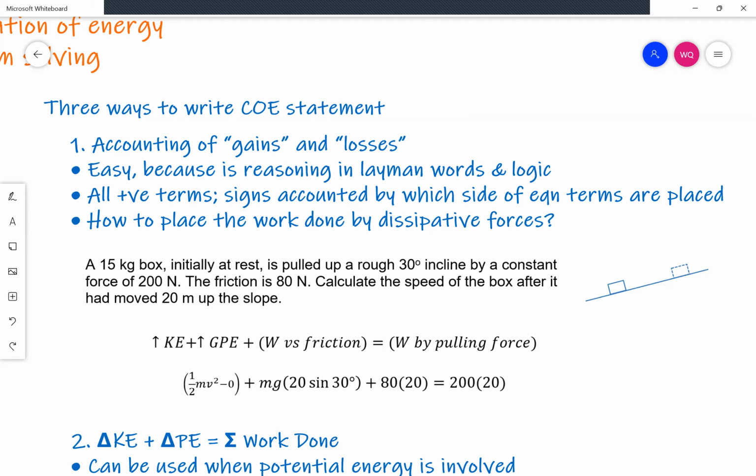Even the work, you see, it's a work done against friction, right? Friction acts down the slope, displacement is up the slope. How come this work is a positive quantity? Because I didn't call it work done by friction. I call it work done against friction. Therefore, work done against friction will do the trick in making the negative sign disappear. Because I already say it's a work against friction, so since I accounted for what kind of work it is, it will just be a positive term.